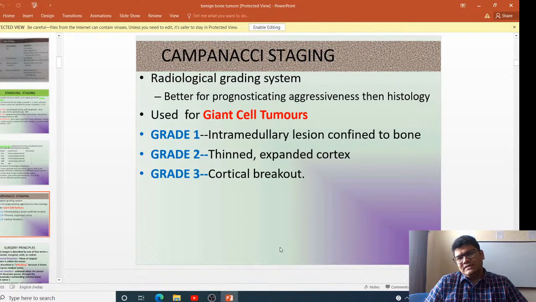So next, Campanacci's staging, a radiological grading system, better for prognosticating the aggressiveness of the tumor. Used for giant cell tumor. Grade 1 is intramedullary. Grade 2 is thinned cortex. Grade 3 is cortical break.